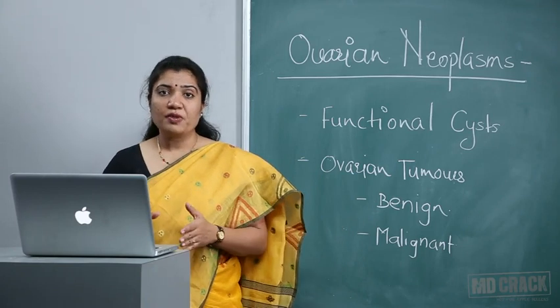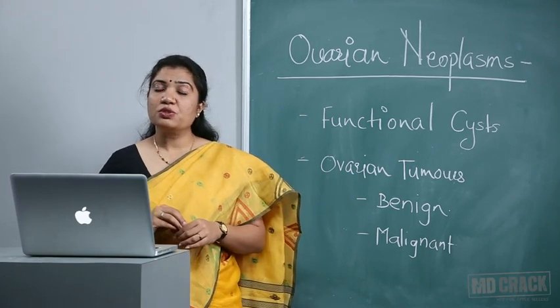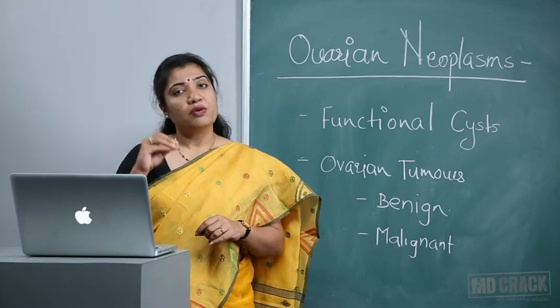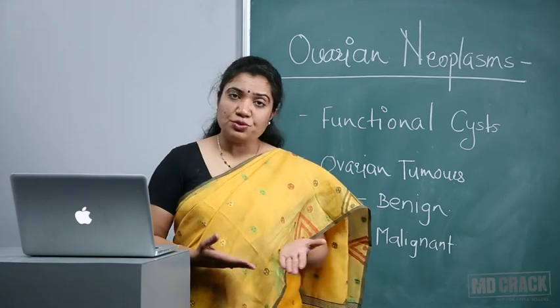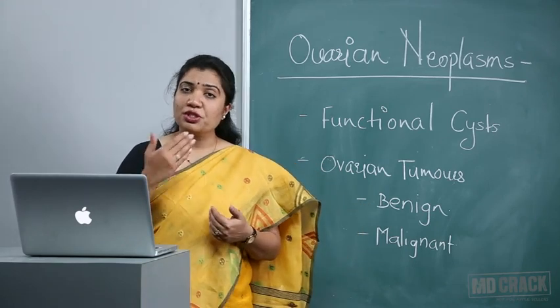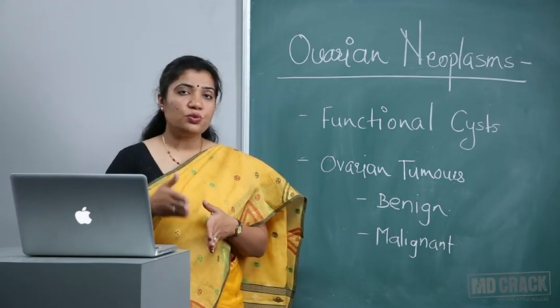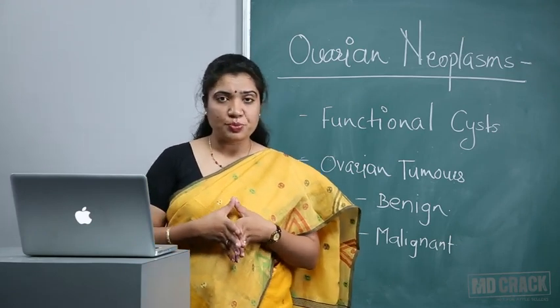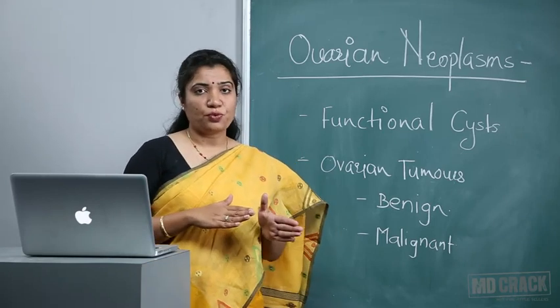In PCOD, as anovulation is the cause of these cysts which are arranged in the periphery, we usually give the patient treatment in the form of exercises, weight reduction, and change in lifestyle, and if she is interested in conceiving, then we go for ovulation induction in such patients. So these were the functional cysts of the ovary.